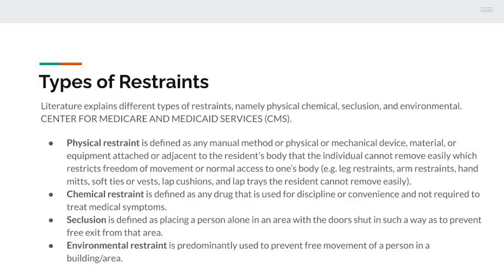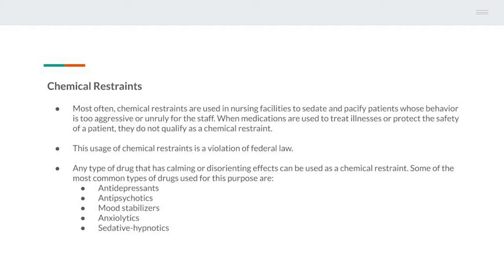They also define a chemical restraint as any drug that is used for discipline or convenience and not required to treat medical symptoms. Seclusion is defined as placing a person alone in an area with the doors shut in such a way as to prevent free exit from that area. And an environmental restraint is predominantly used to prevent free movement of a person in a building or an area. We're mostly just going to talk about chemical and physical restraints today.